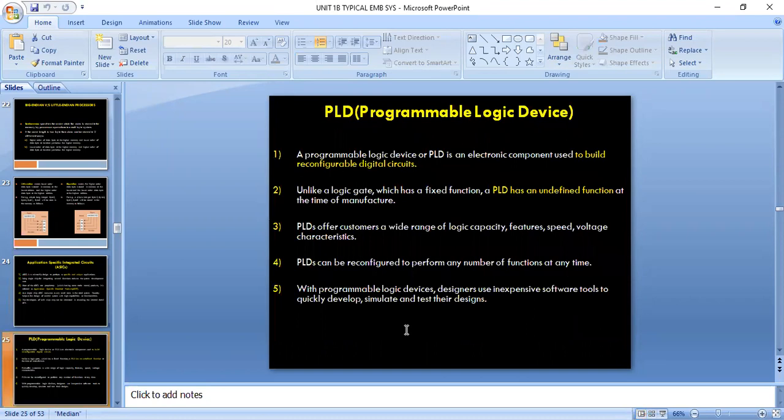Next, what about PLDs, programmable logic devices? A programmable logic device is an electronic component used to build reconfigurable digital circuits. Suppose I told you the constraint in the previous case, ASIC. What is that constraint? An end user cannot program it.